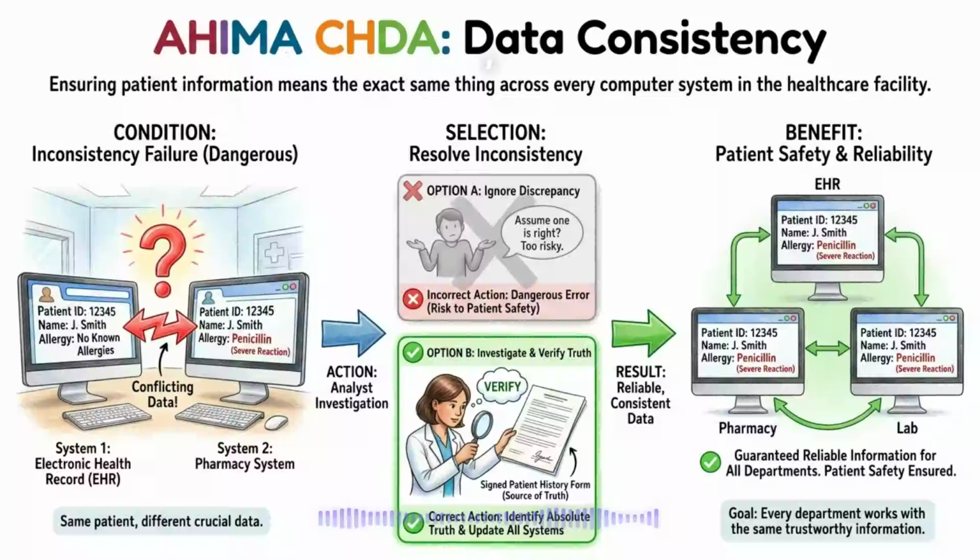We also need to ensure data consistency, meaning that a patient's information means the exact same thing across every single computer system in the hospital. If the pharmacy system shows a patient is allergic to penicillin, but the main electronic health record says they have no allergies, you have a massive consistency failure. Resolving these dangerous inconsistencies requires the analyst to investigate both systems and figure out which piece of data is the absolute truth. Consistent data guarantees that every department is working with the same reliable information.